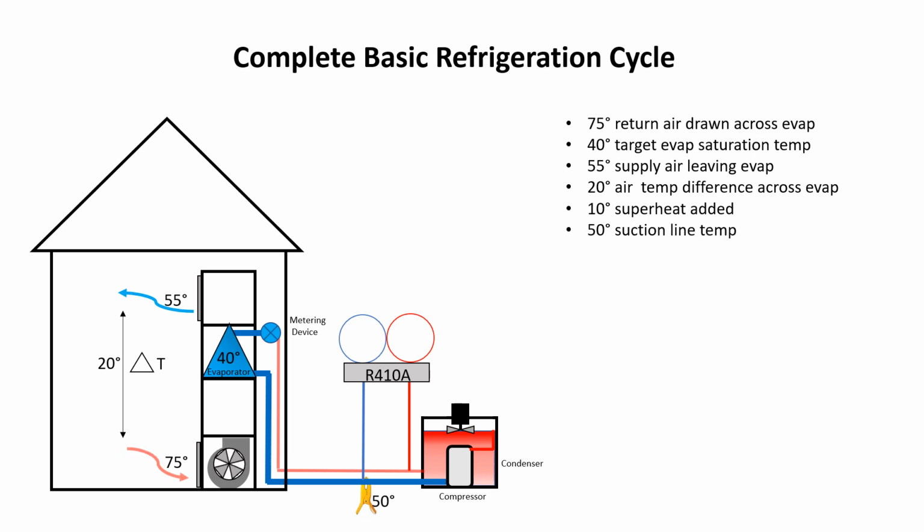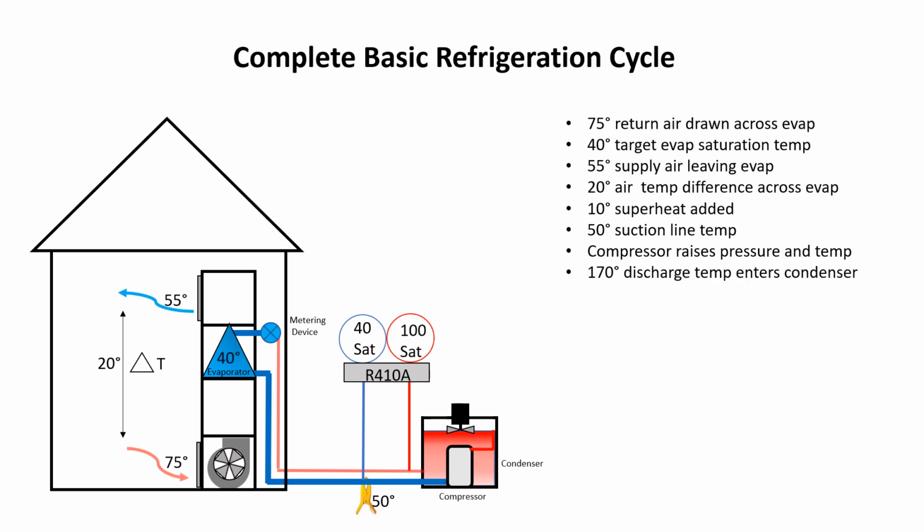The compressor is what pumps the refrigerant through the cycle. Refrigerant enters it at the corresponding pressure for 40 degrees, which is 118 psi, and it raises the refrigerant pressure to 320 psi. This corresponds to a 100 degree liquid saturation temperature, but the actual temperature leaving the compressor and entering the condenser is extremely hot, over 170 degrees.